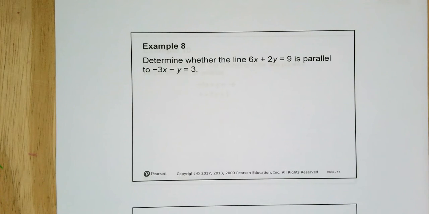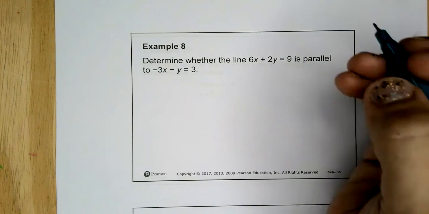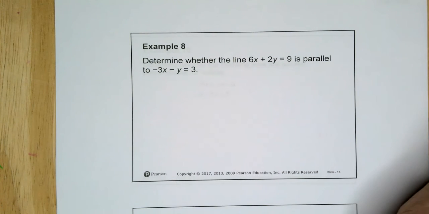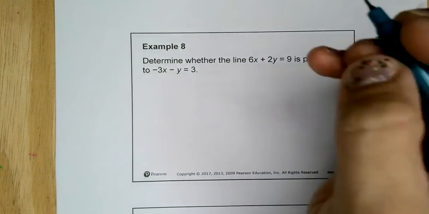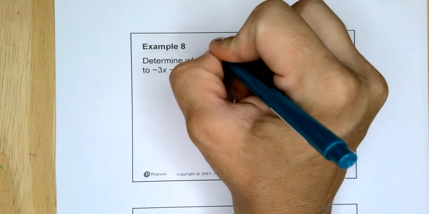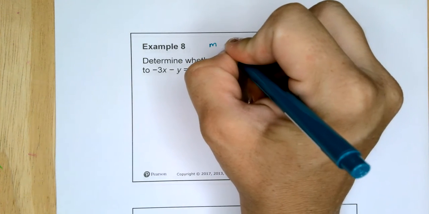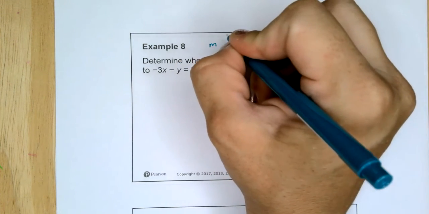All right, so example 8 is: determine whether the line 6x plus 2y equals 9 is parallel to negative 3x minus y equals 3. And remember, if they're parallel, that means they have the same slope. M should equal M, same slope.